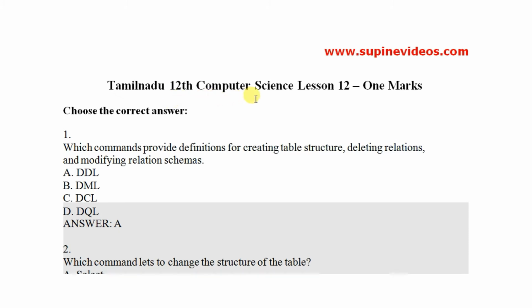11th or 12th computer science, lesson number 12 la irukra 1 mark questions பத்தி இந்த வீடியோல டிஸ்கஸ் பண்ணிரலாம். Topic: choose the correct answer.